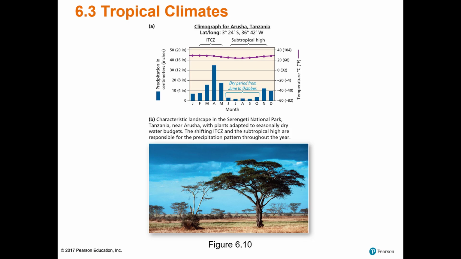And this would be a typical climograph for Arusha in Tanzania. And it has a characteristic landscape with plants that are adapted to seasonally dry water budgets. And you can see that those types of tall trees would have root systems that would take advantage of the wet months, with April being the highest recording of precipitation. And then if we look at our temperature, again, not much variation.